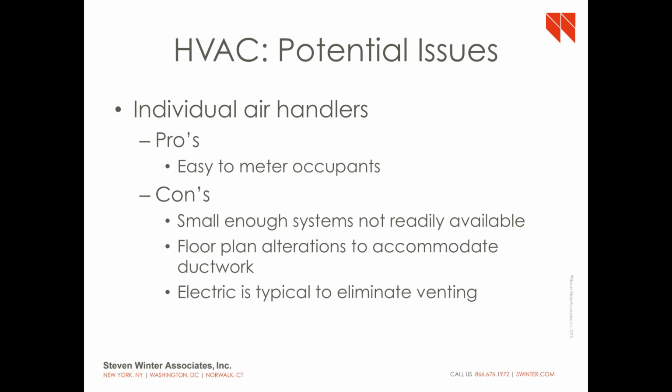The cons are, like I just said, the systems are not small enough, so they'll cycle readily. If humidity is a problem in the area, you're not going to get the condensation or the humidity control that you want out of your air conditioning system because it'll be too big. Floor plan alterations will need to accommodate the ductwork. And then electric is the typical system because you want to eliminate any combustion venting, if you were using gas systems, which is another penetration through your facade. So this one I don't see so much. The first one I see more of, and then this is generally the go-to system.